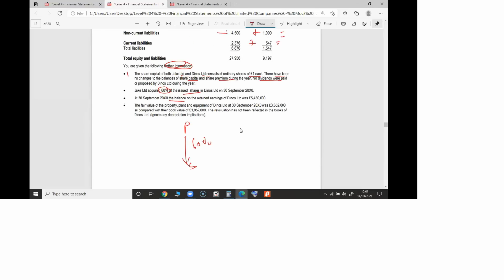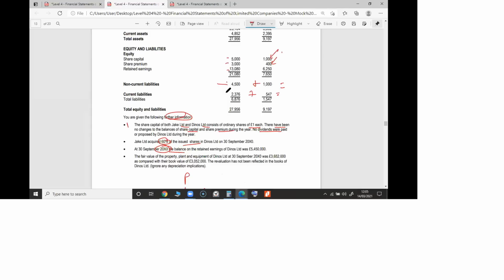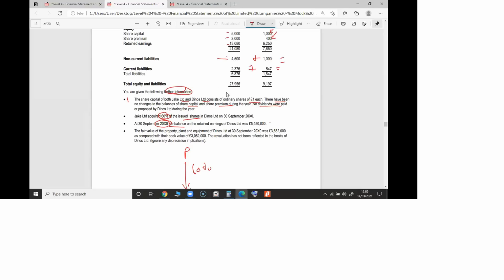That's the group structure. 30th September 2010, the balance of the retained earnings. Okay, 30th September 2010. What is the balance sheet here? 30th September 2011. Yeah, so that is year end. You agree with me? 30th September 2011 is year end, and 30th September 2010 is opening. Opening retained earnings is given as 5450. These are already in thousands, so ignoring the 000. 5450. This is opening. How much is your closing retained earnings for Dino?